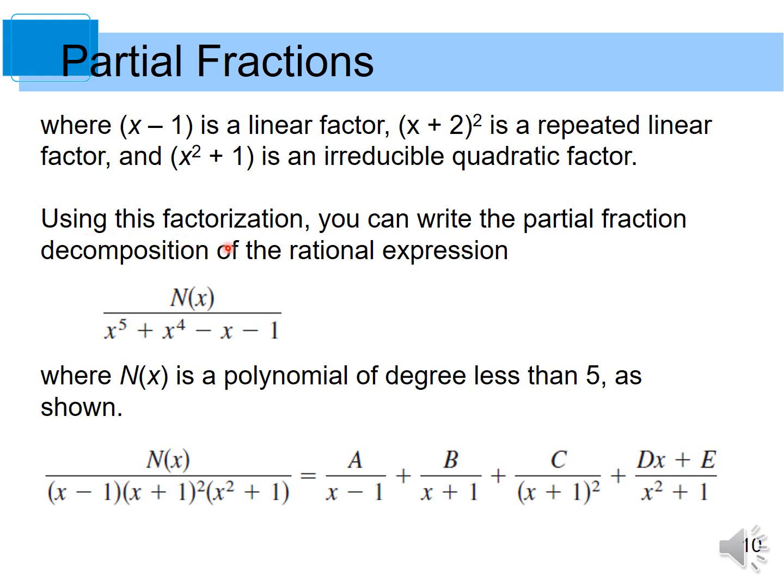Using this factorization, you can write the partial fraction decomposition of the rational expression N(x) over x to the 5 plus x to the 4 minus x minus 1, where N(x) is a polynomial of degree less than 5 because it's a proper fraction. If the degree of N(x) is greater than or equal to 5, we should perform the long division.